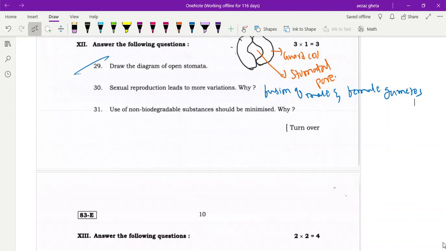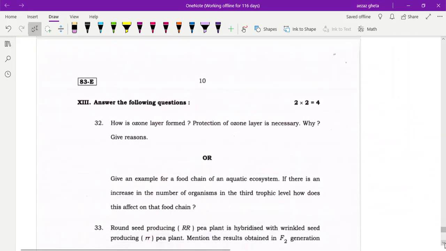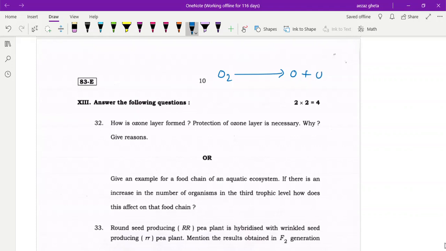Okay. Understood, everybody? How is the ozone layer formed? The oxygen molecule is split into nascent oxygen by intense UV radiation. This nascent oxygen combines with an oxygen molecule to form ozone. What did I say? You understood? Oxygen molecule is broken down into nascent oxygen, or monoatomic oxygen, in the presence of UV rays. This nascent oxygen combines with oxygen to form ozone. It is there in the stratosphere.